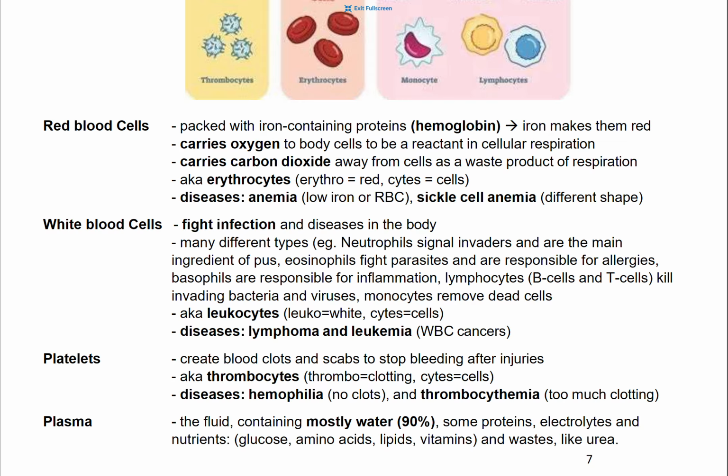You can get diseases related to clotting. So hemophilia is a disease that changes the shape of one of the proteins that causes the clots to form. So people with hemophilia, whenever they get a cut, are unable really to form clots.